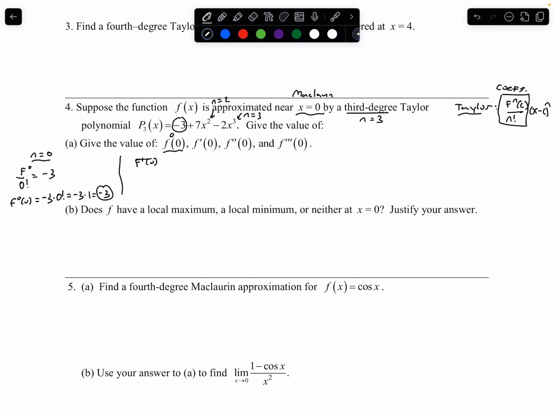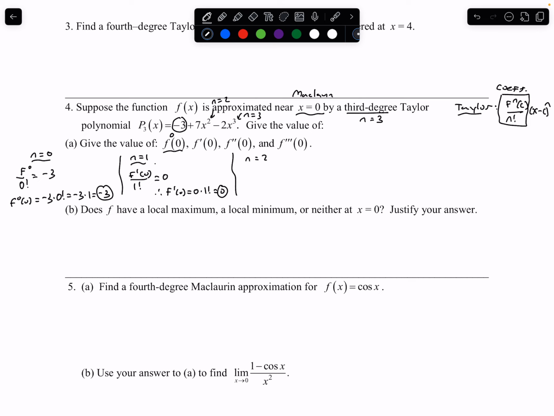So what if we want to find the first derivative at 0? Well, we're saying here that n equals 1. And I do the same thing. The first derivative of 0 over 1 factorial. But if you notice, there isn't any degree 1 term. So the only way that can happen is if that value is 0. So we're going to set that equal to 0, and I can solve it. The value of the first derivative is 0 times 1 factorial, which is just 0.